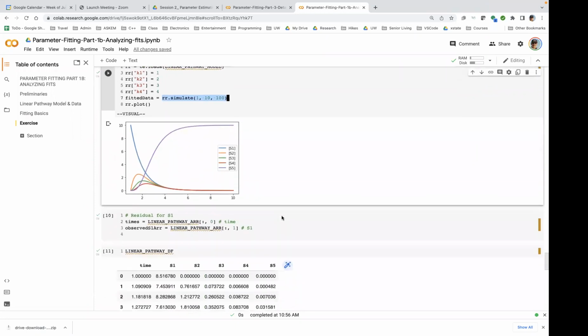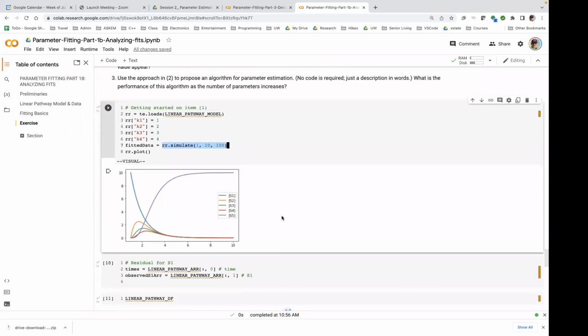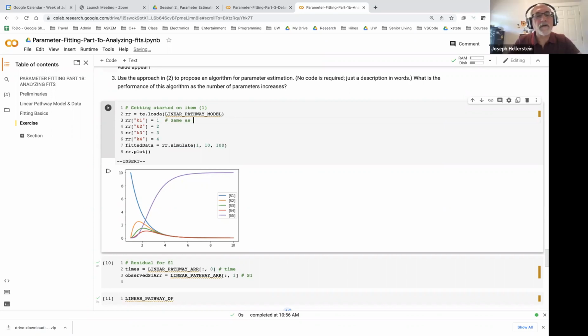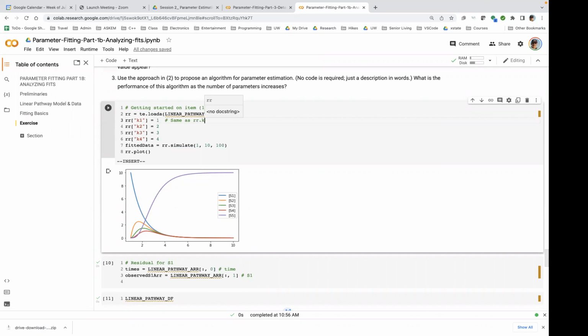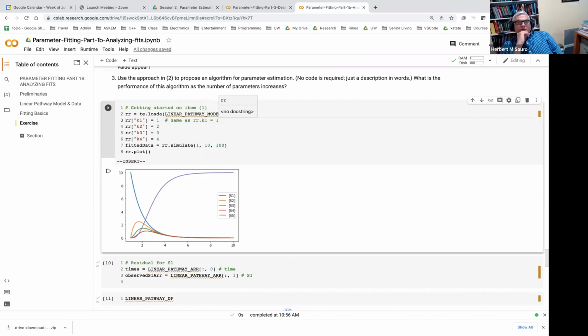Okay, one quick comment, Joe. Earlier in the course, all we've done is just rr.k1 equals 1, which is just another way of doing it. Yes, this is a more generic way. If you want to set a concentration and put the brackets in, rr with quotes and brackets around k1, you can set it that way. Yeah, that's a good point. rr.k1 equals 1, that's what we've been doing. Okay, that's a good point.